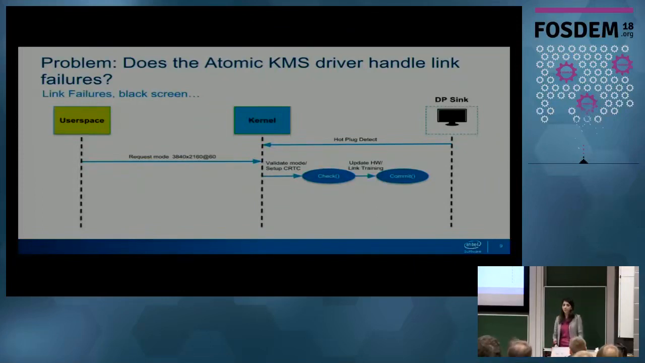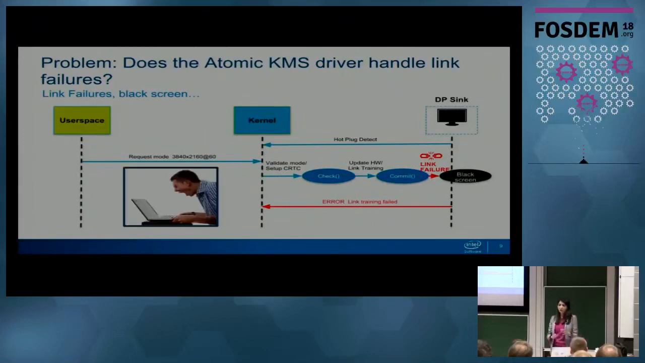That's going to happen in the commit phase, where it actually sends those training pattern symbols and it goes through clock recovery and channel equalization. And what happens if at that point the link training fails? That's when you see a black screen. So the existing state of the driver at that time, it would just get a black screen, and the dmesg logs would just say, okay, error, link training failed. But there was literally no information going back to the user space, or the kernel wasn't doing anything to recover from this mode failure, and that's when we were getting those black screens.